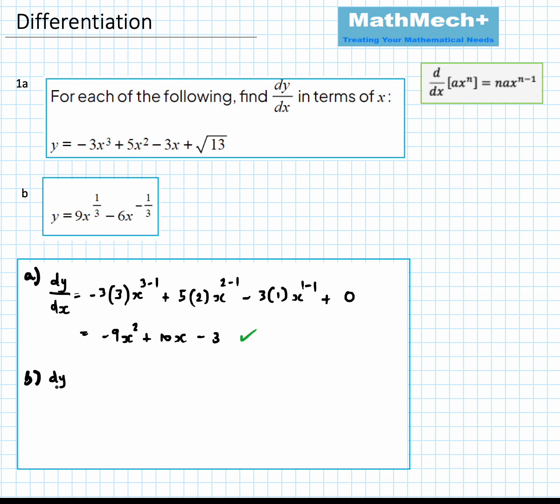The second one here, we have a fraction for our exponent, so be careful here. So we multiply it and then take away from 1. So 1/3 minus 1. Minus 6 times minus 1/3 x, so exponent of minus 1/3 minus 1 again. So 9 over 3 is 3. And take away your exponents there as well.